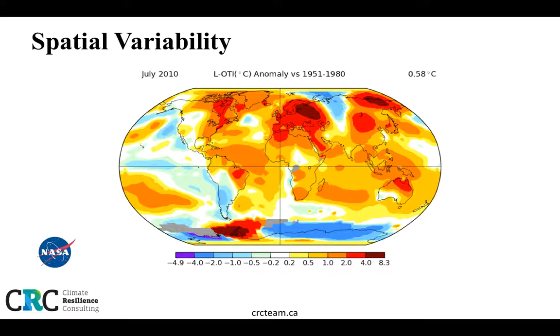Now we're looking at a map of the world showing temperature in July 2010. July 2010 was about 0.58 degrees Celsius warmer than your average July in the base period, 1951 to 1980. But in our part of the world, temperatures in July 2010 were a little bit cooler than the average July in the base period. However, a very warm air mass settled over the Moscow region, western Russia, and this caused all kinds of problems in that part of the world that summer.